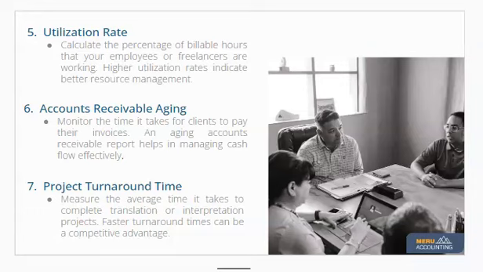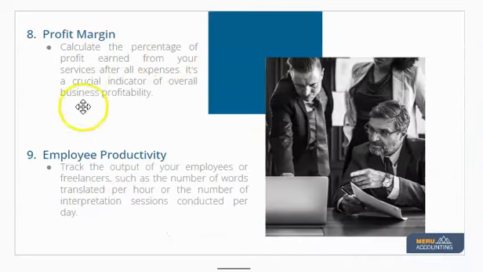Project turnaround time indicator. This indicator calculates the average time it takes to complete a translation or an interpretation project. Profit margin. Profit margin indicator calculates the profit after subtracting all the expenses. This is very crucial to see your business profitability.